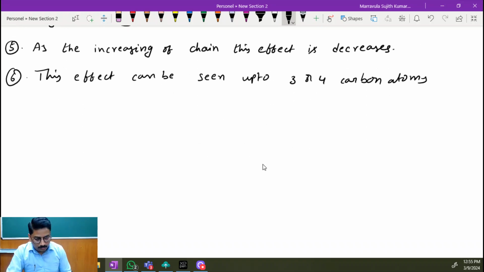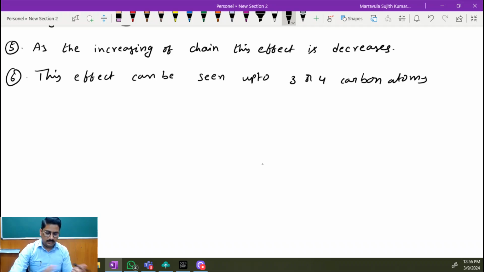After that, this effect depends on the applications, which we can discuss by using two groups. In these carbon compounds we have two types of groups: minus I groups and plus I groups. What are the minus I groups and what are the plus I groups? They are nothing but electrophiles and nucleophiles, electron rich elements and electron poor elements, like that we can say.